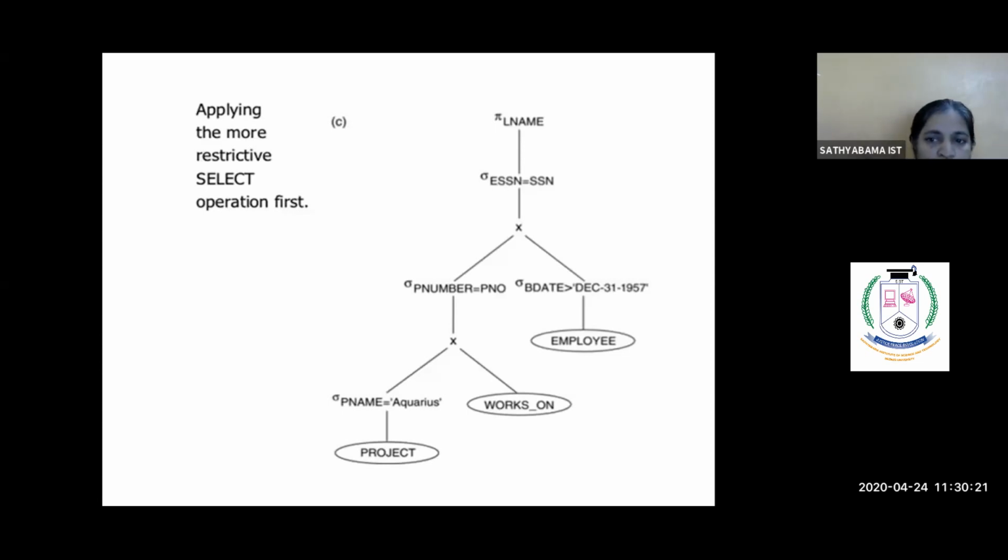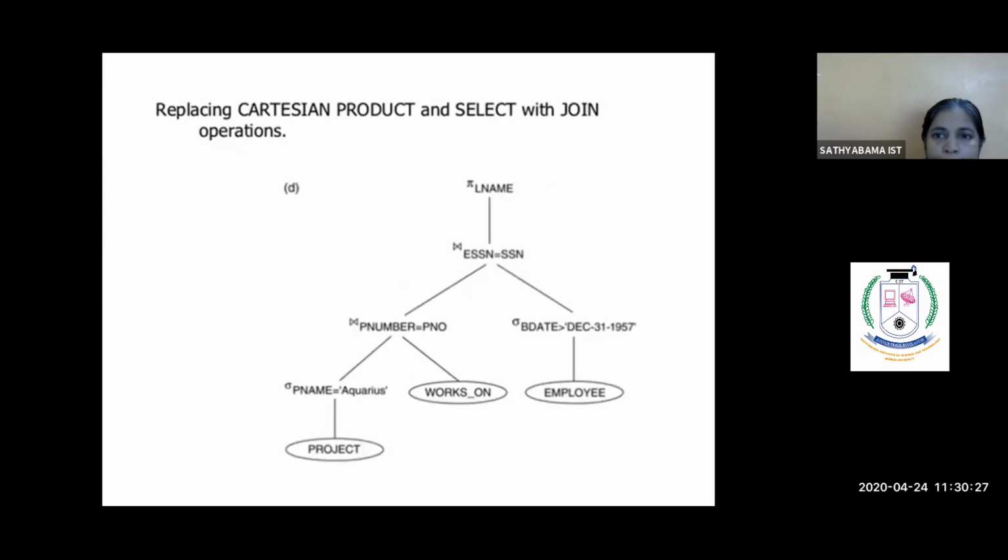In any way you can do it. Okay, so these are the various query trees we are generating. Next, replacing your Cartesian product and select operation with join operations. So instead of using Cartesian product, we can use join operation. So join operation will replace Cartesian plus select.